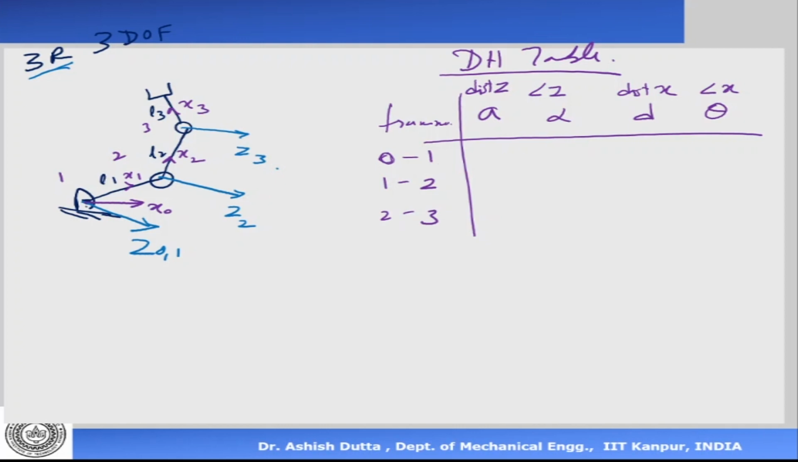Now 0 and 1 are at the same point. They have the same origin. So there is no distance between them, right? So Z0 and Z1 is the same axis. So there is no distance. So it is 0. What about the angle between the z-axis? Z0 and Z1. Again, there is no angle. They are the same axis. So it's 0. What about the distance between the x-axis?